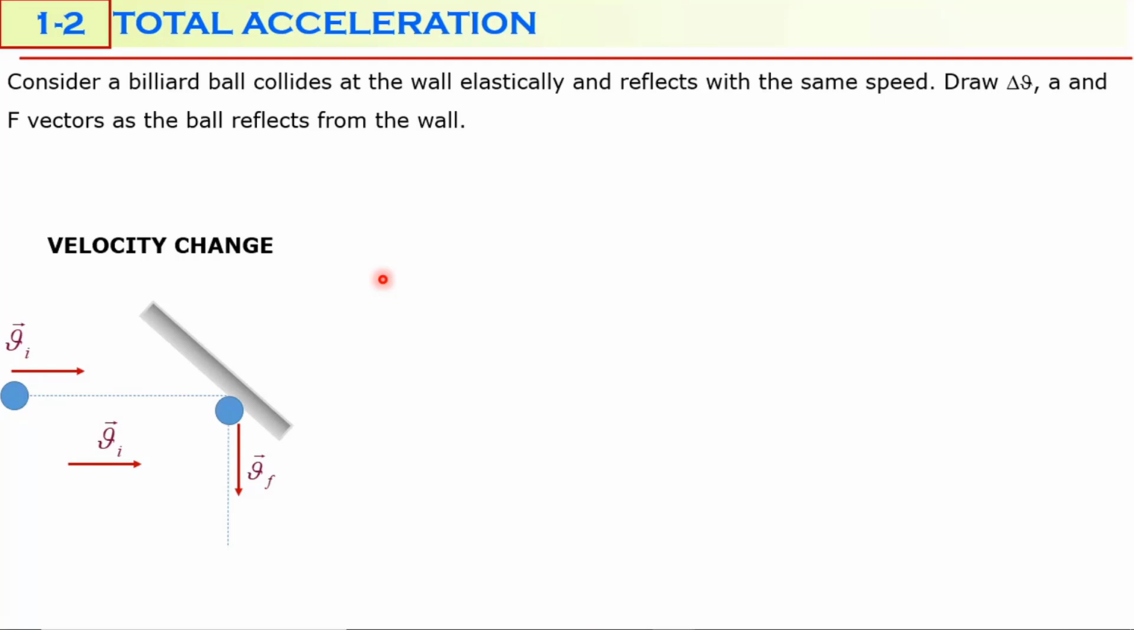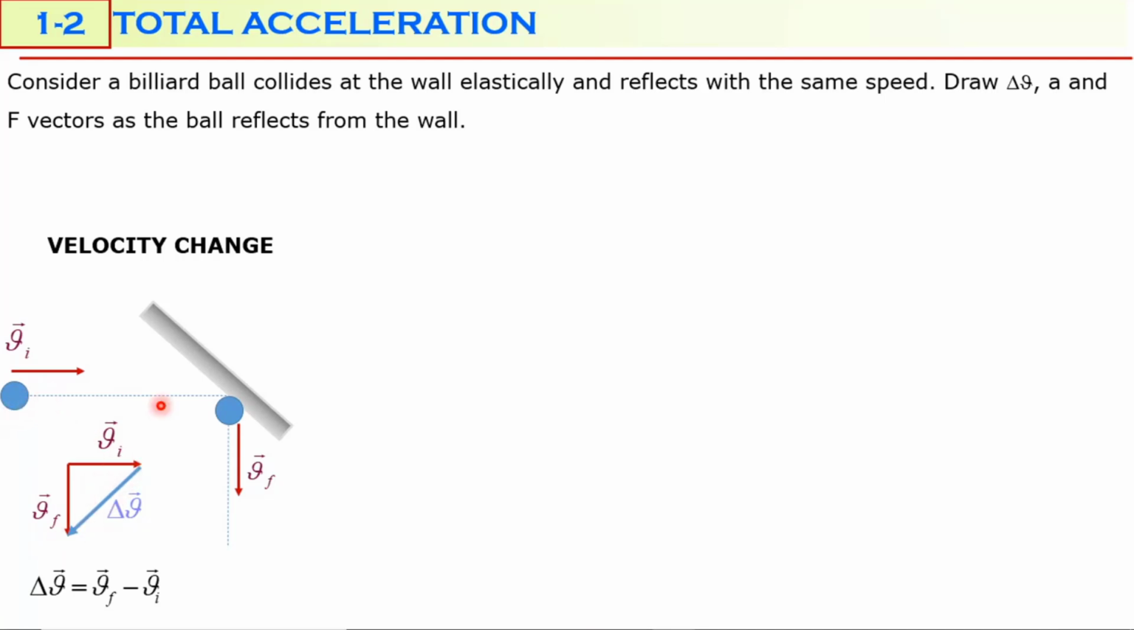I never changed direction of them. This is initial, and then put the final. So then look at here. Their tails coincide. They coincide or not? Yes. Then draw a directional line from any tip of the initial vector to the tip of the final vector. So this is the direction of delta V.